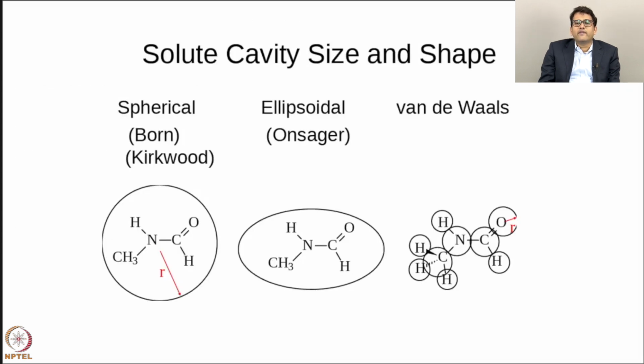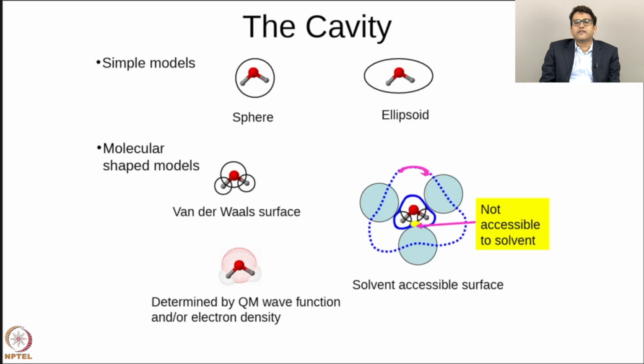Now, solute cavity size and shape. If you use the Born model, it will use a spherical cavity. If you are using the Onsager model, an ellipsoidal cavity. And if you are using a modern implicit solvation model like CPCM or COSMO, then it will use a cavity made of the van der Waals radii of the atoms constituting the molecule. Actually, you can see the radial distance r here. For the simple models the cavity can be a sphere or an ellipsoid, and for the molecular shape models, the more modern models CPCM and COSMO, they use the van der Waals surfaces.